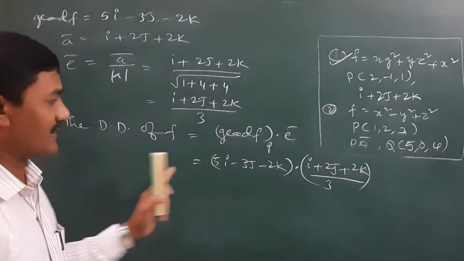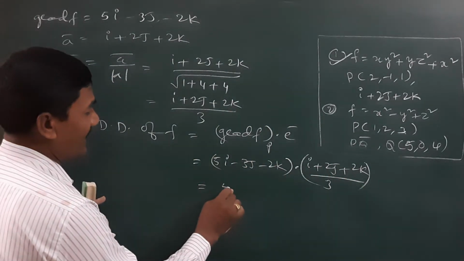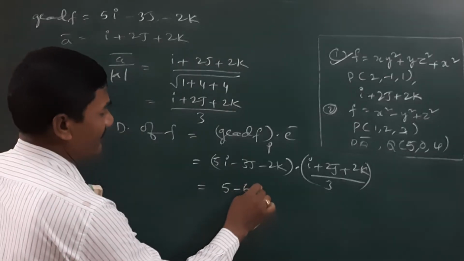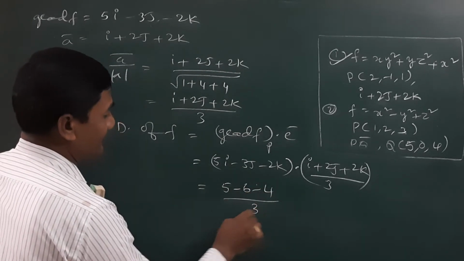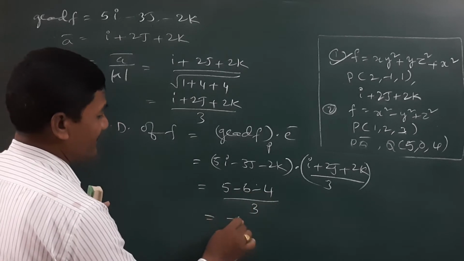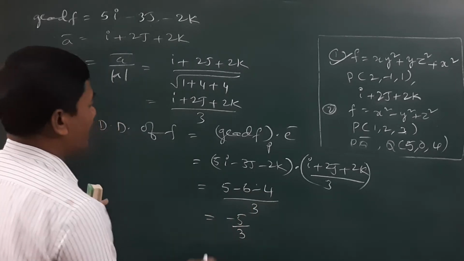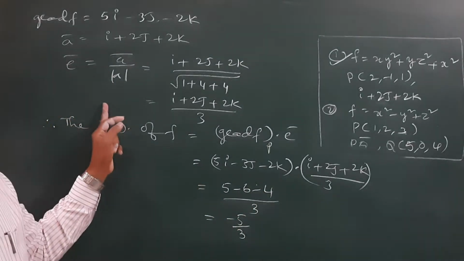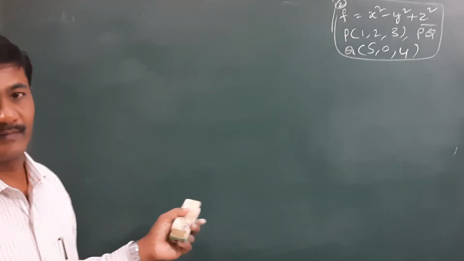We can multiply the coefficients pointwise only. That is 5 minus 6 minus 4 by 3. This is nothing but minus 5 by 3, the final answer for the directional derivative of the first problem. Now we can solve the second problem on the directional derivative.